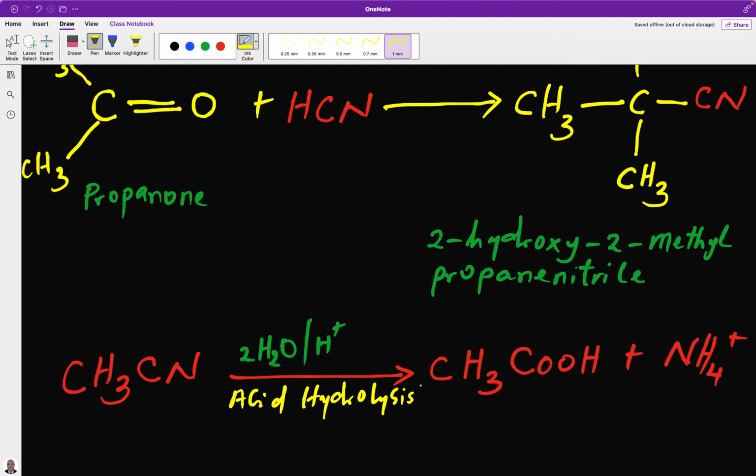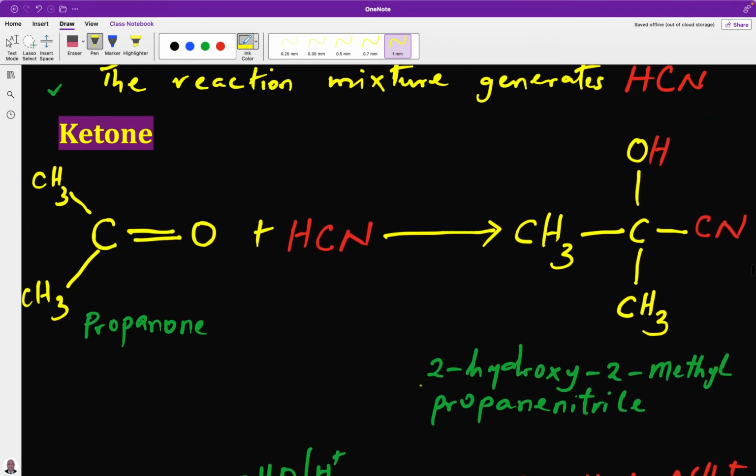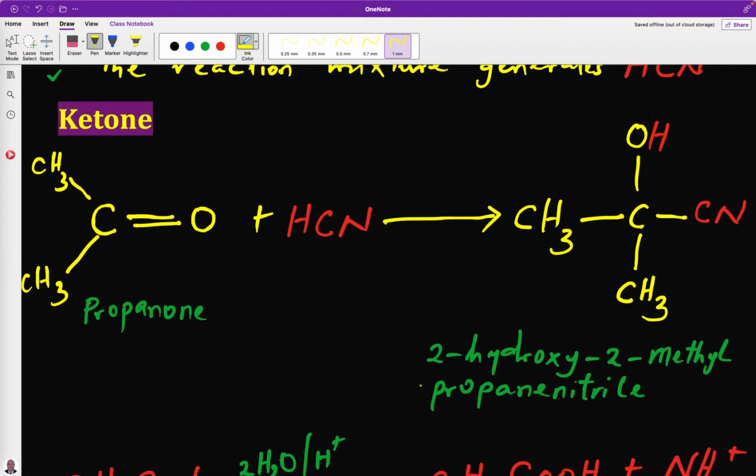Acid hydrolysis. So we have a reaction like this. We can always have a corresponding carboxylic acid. Ethane nitrile, hydrolyzed under acidic condition, will give us ethanoic acid. So that's what I'm saying: if any nitrile is heated under reflux with a dilute acid such as dilute hydrochloric acid, a corresponding carboxylic acid is formed.